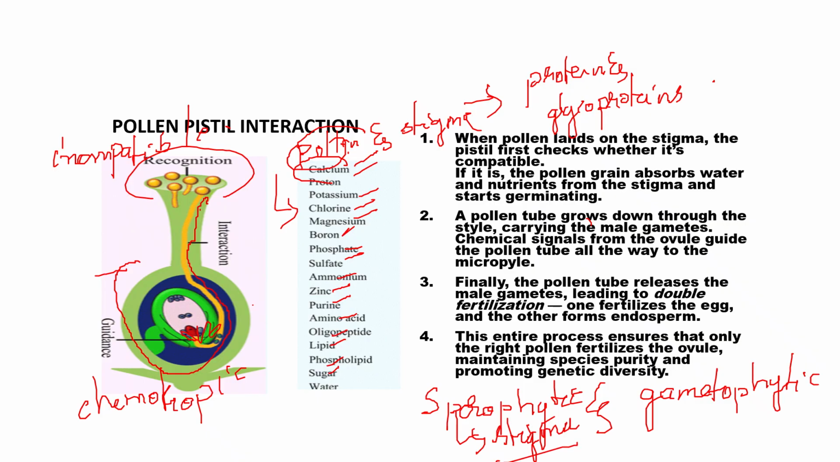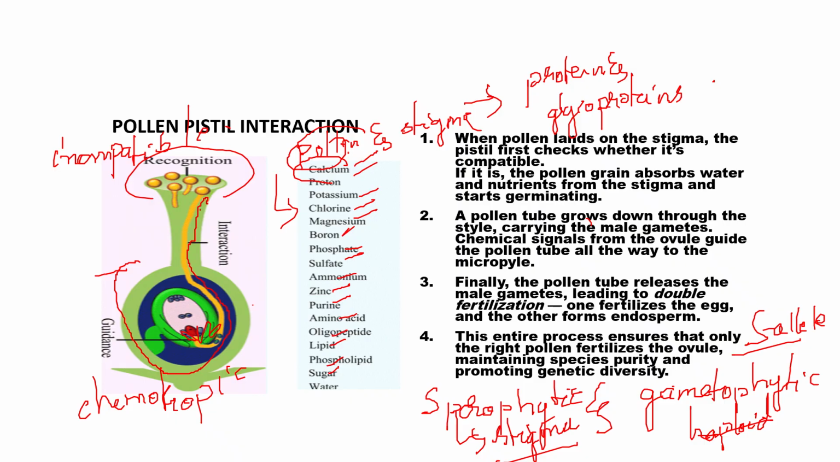Then gametophytic is determined by what? It is determined by the haploid genotype of the pollen grain and takes place inside the stylar region. So these sporophytic and gametophytic interactions are mainly based on which allele? It is mainly based on the S allele. S stands for what? Self-incompatibility allele.